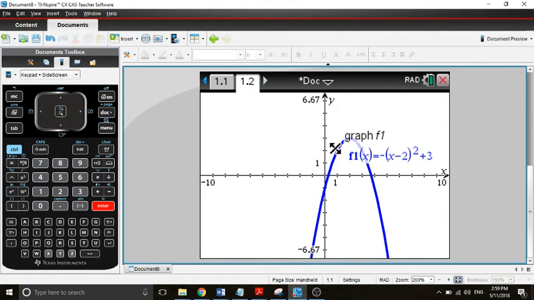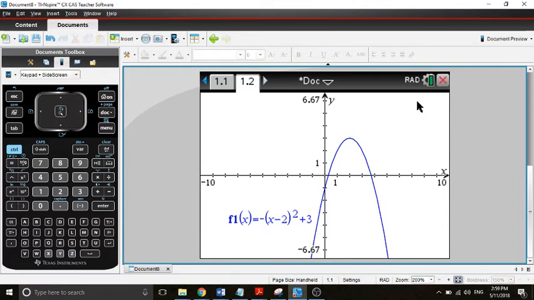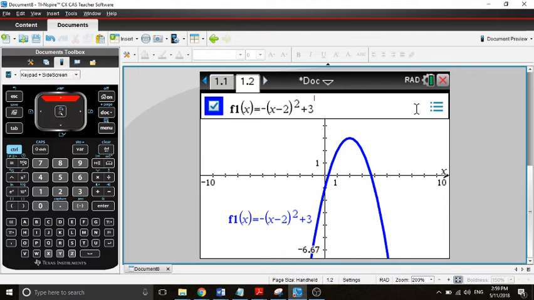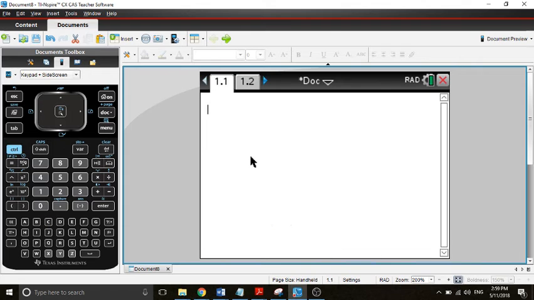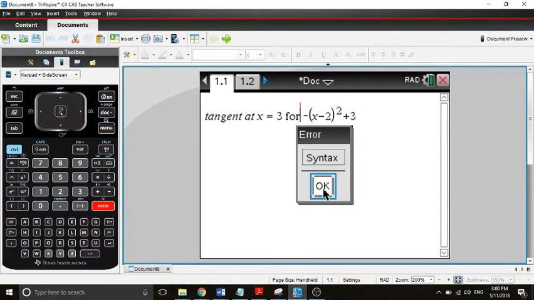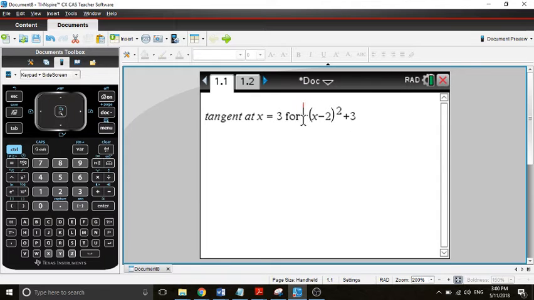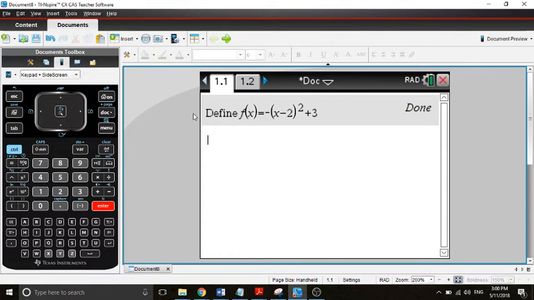So we're going to draw a tangent at x equals 3. So the tangent here is at x equals 3. I'm going to copy this and draw a tangent to it at x equals 3. It's giving me an error, but that's what we've got. So I am going to define f of x equals that, and it's given me that.